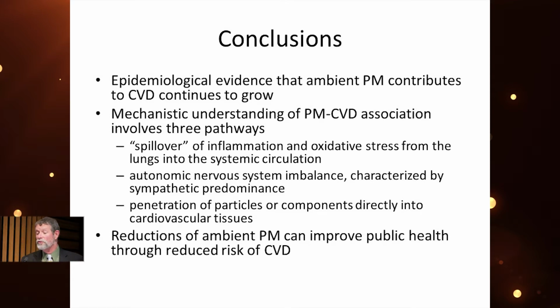epidemiology evidence that ambient PM contributes to cardiovascular disease continues to grow, and we're showing data that suggest that our 12 microgram per meter cubed annual average is not adequately protective for most susceptible members of the population. We're increasing our mechanistic understanding, and there's 3 pathways: the spillover of lung inflammation and injury into the systemic circulation, autonomic nervous system stimulation, and penetration of particles directly into cardiovascular tissues. And I haven't had a chance to review this literature, but there are data to show that reductions of ambient PM can improve public health through reduced risk of CVD, cardiovascular disease. This comes from smoking bans and from coal burning bans in various cities around the world.